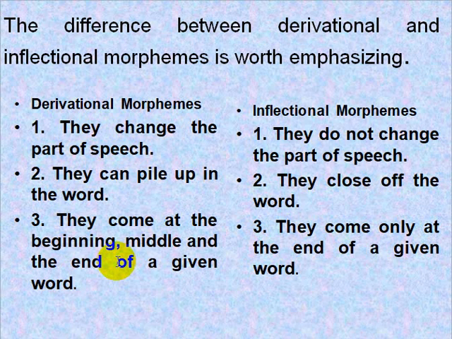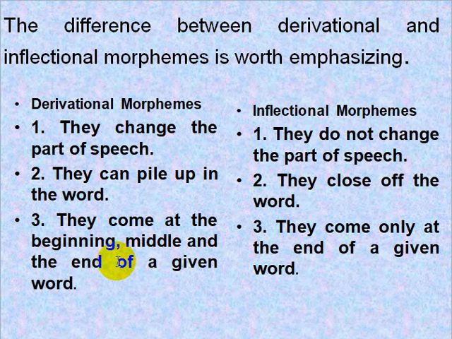Point number 3, they come at the beginning, middle, and at the end of a given word. I mean, the derivational morphemes come at the beginning. For example, in the word large, it could be enlarge, and enlarge as a verb can have the attachment of a noun. For example, enlargement. Okay, so they come in at the beginning and at the end, and could be in the middle of the word. Okay, while this is not applicable to the inflectional morphemes.